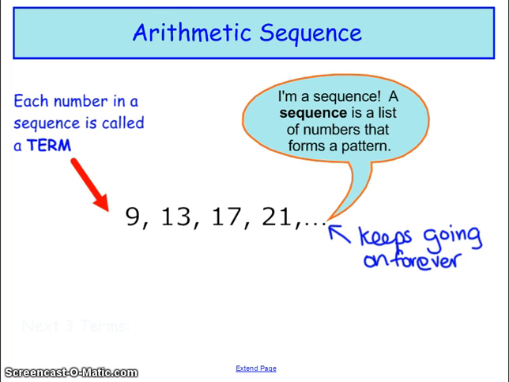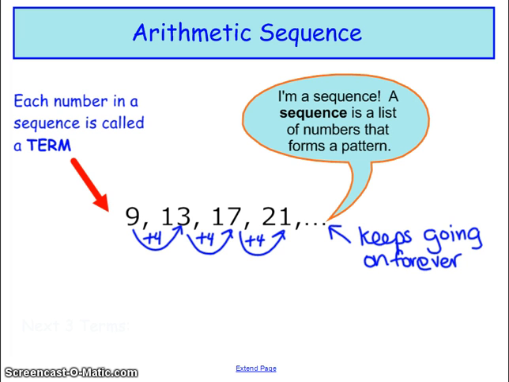What I'm seeing is that when I go from the first term to the second term, 9 to 13, what I'm doing is I'm adding 4. And then when I go from 13 to 17, it's the same thing, I'm adding 4. 17 to 21, same thing again, I'm adding 4. So the pattern in this sequence is that you add 4 every time.